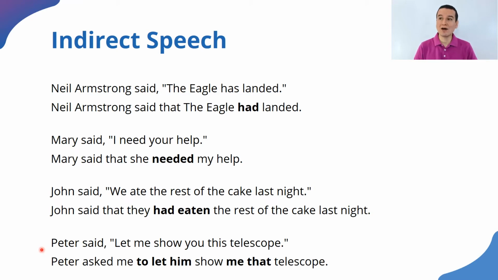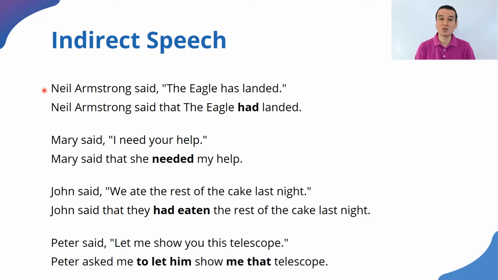Why? Because now I am talking about an object that is not close to me. At the moment, he was telling me, show you this telescope. It was probably close to us. But now I am referring to some action that occurred in the past. There is some distance there. So we need to change this to that because it is not close to me anymore. All right? So those are the transformations that we need to apply when we are reporting something that happened in the past. But it is easier to understand it if we put that into practice.